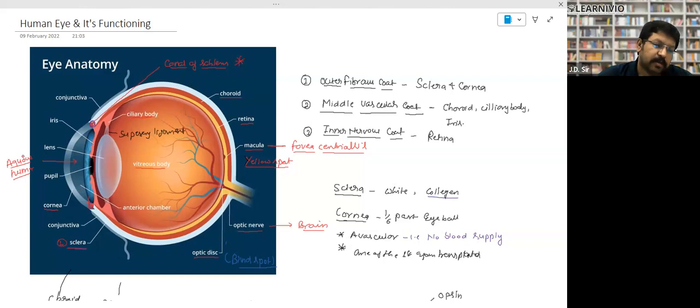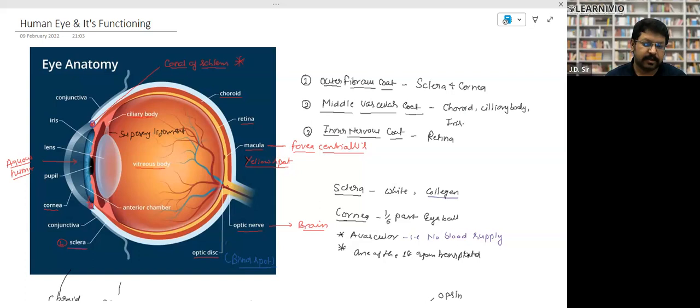Behind the lens, there is the vitreous body, or vitreous humor, and this liquid does not change. It maintains the shape of the eyeball. So we have divided, and finally, there is the optic disc.